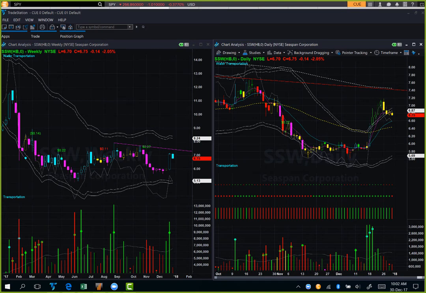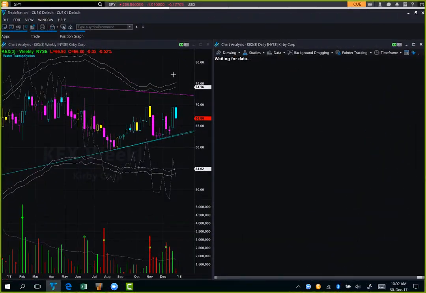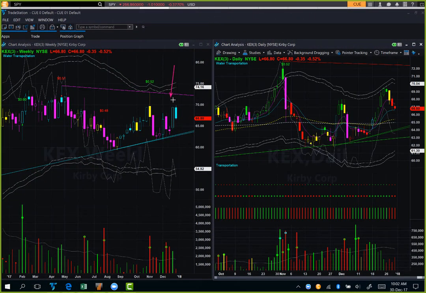Same for KEX, Kirby Corp also has bullish backdrop candle color, also created higher high, pulled back a little bit. Next week, if it goes up, gives us a cyan color candle, it will give us a low risk buy point. We'll take it more confidently if the marine industry is also going up. That we can see from QH. And we can see that in real time.